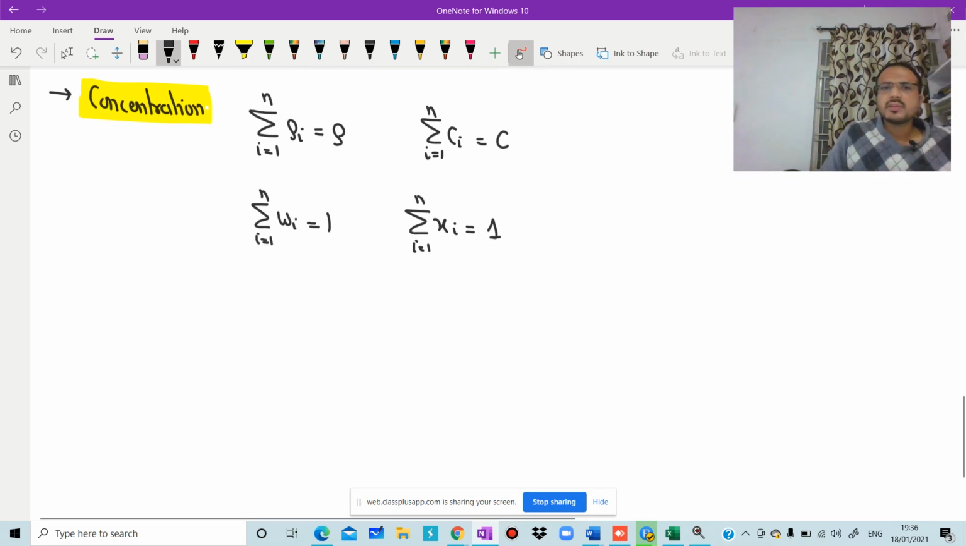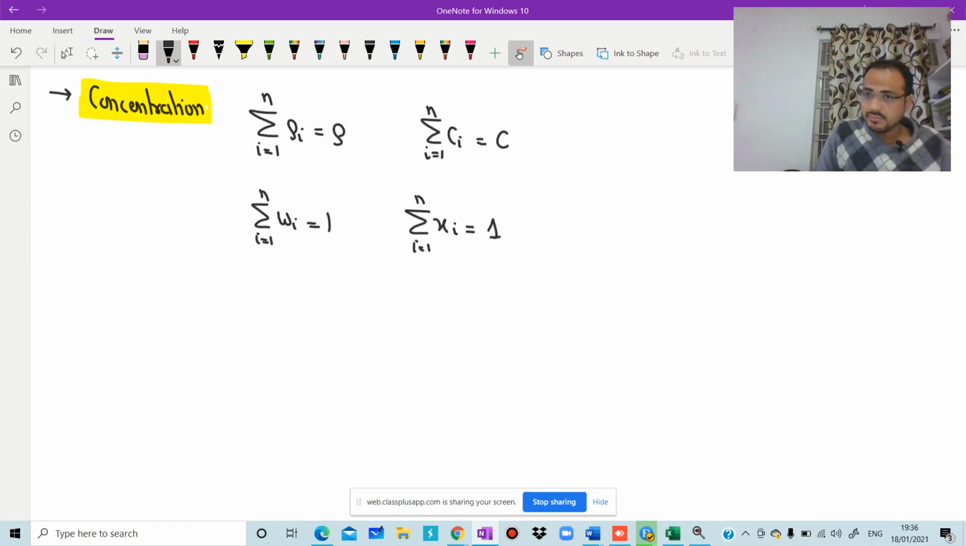Where rho i is the mass concentration of species i in kg per meter cube, and rho is the total mass concentration of all these species in a solution. Wi is the mass fraction of species i. Ci is the molar concentration of species i in a solution in kilomole per meter cube. And xi is the mole fraction of species i in a solution. Next, we have velocity.